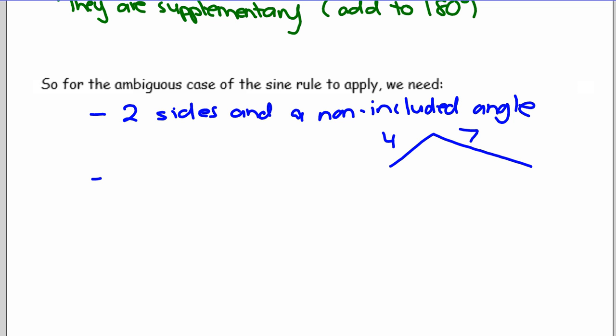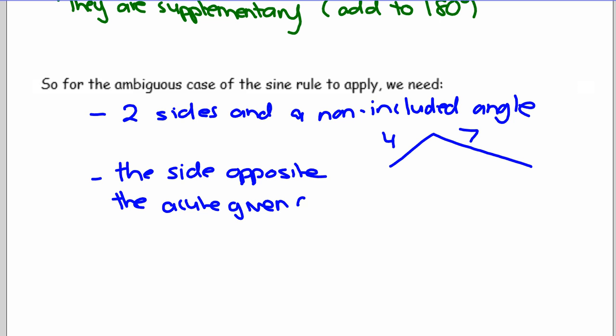And I have to make sure I write this properly. The side opposite the given acute angle must be the shorter of the two given sides. I have to make sure I word this properly. The side opposite the given acute angle, because it's going to be acute, you can see it's going to be that little one there or that little one there. But the side opposite the acute given angle has to be the shorter of the two sides.